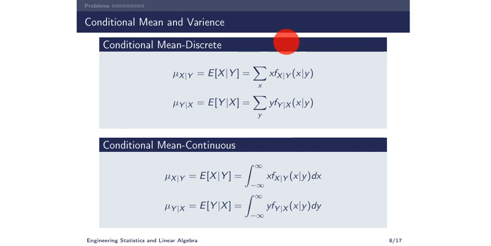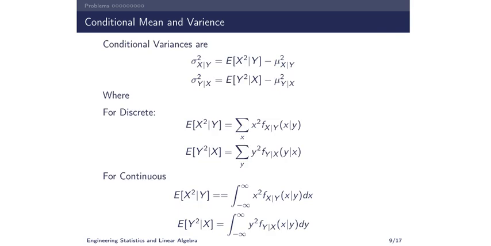This is in the case of discrete, and for continuous it will change from summation to integral. That is the only difference. Similarly, the variance sigma square x given y: sigma square x is the expectation of x square minus mu x square. So here it is conditional. So sigma square of x given y will be E of x square given y minus mu x given y square. Similarly, sigma square y given x is E of y square given x minus mu y given x square.